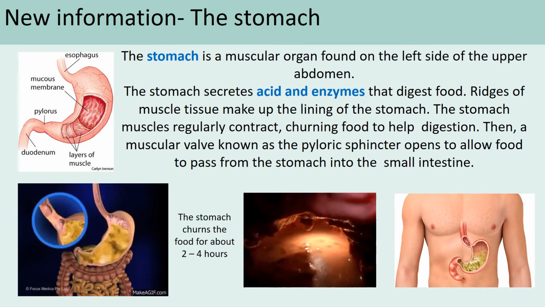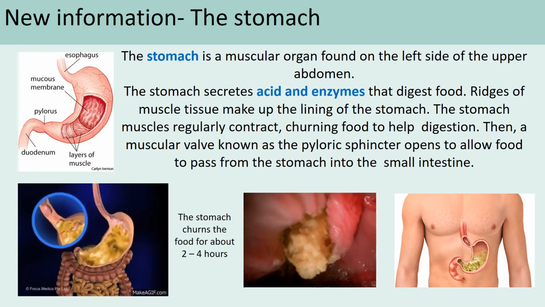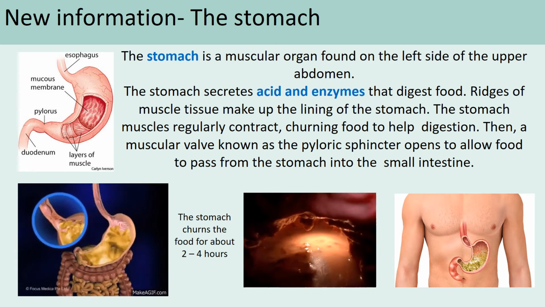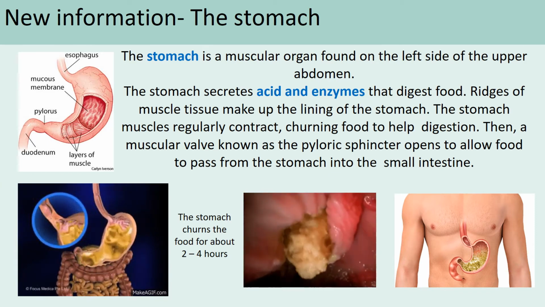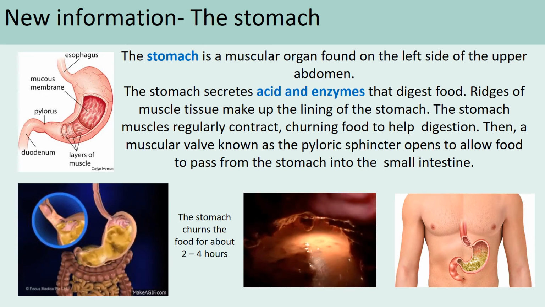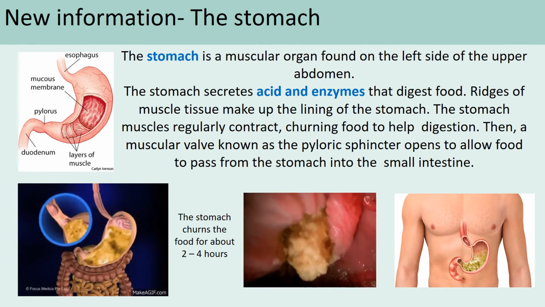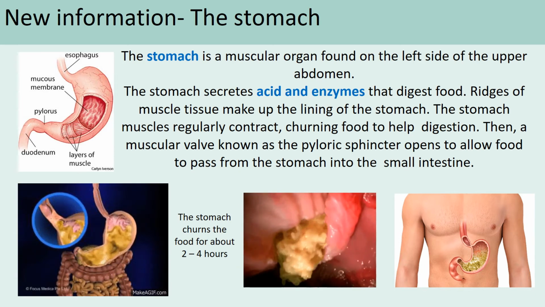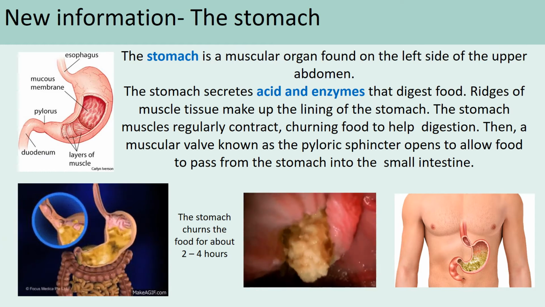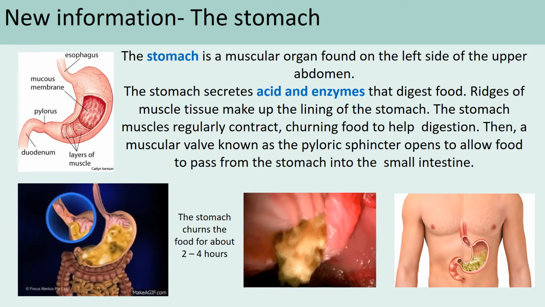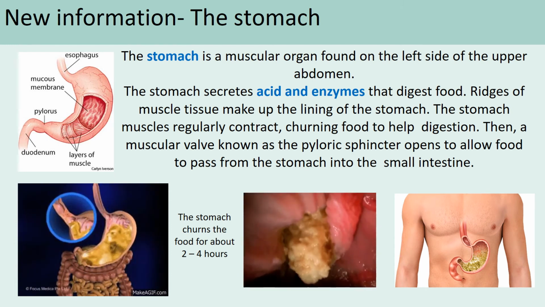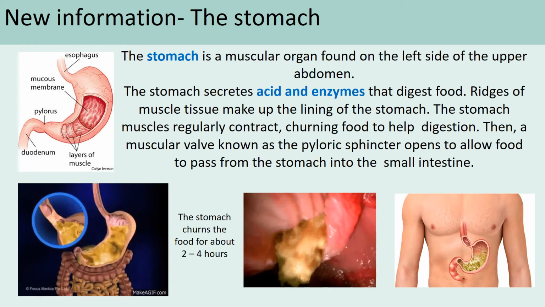And it takes about 2 to 4 hours in the stomach before it moves on to the small intestine. The rather gross one in the middle is showing the food passing through the sphincter, which closes off, and into the stomach, where it's churned for about 2 to 4 hours. So if you'd like to pause the video, what is important from this is the contraction of the muscular walls, and then it produces acids and enzymes.